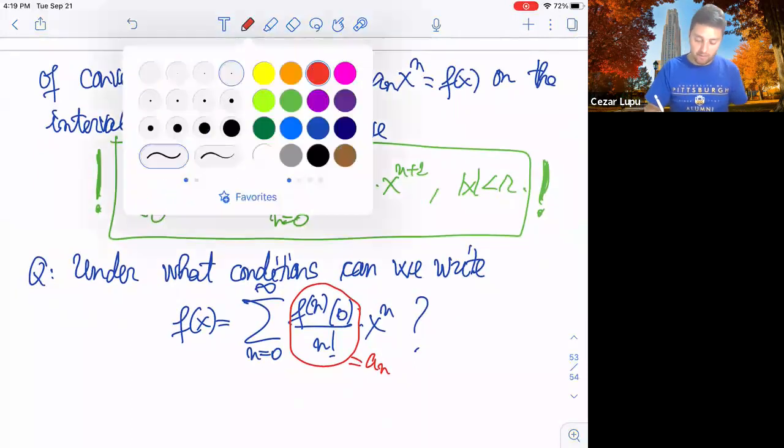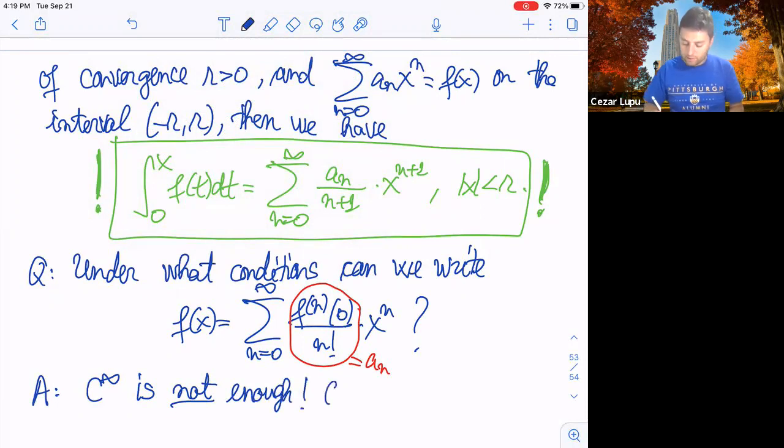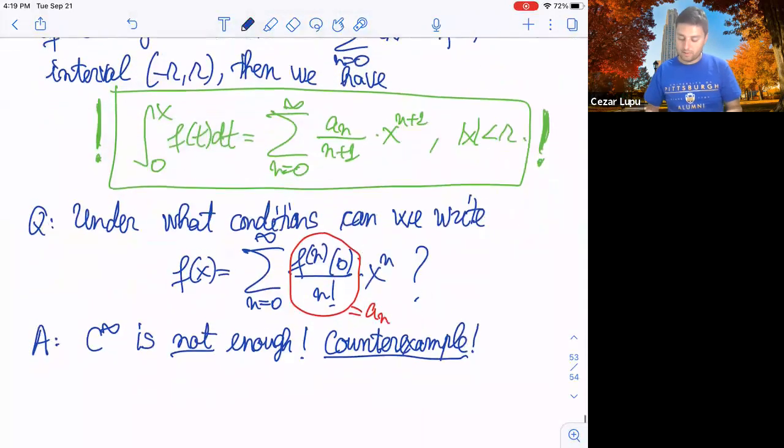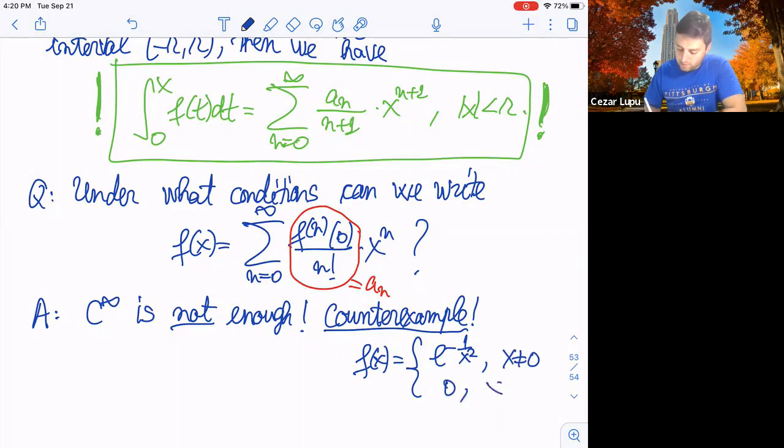But that's not enough. So C infinity is not enough. And why is that? Well, we have this counterexample, and you can work through it. I don't want to go into it. The counterexample is the following, so let me write it. It's a very famous one. I usually put this in a homework and you can find it in any advanced calculus textbook. It's e to the negative 1 over x squared for x different than 0, and 0 at 0.